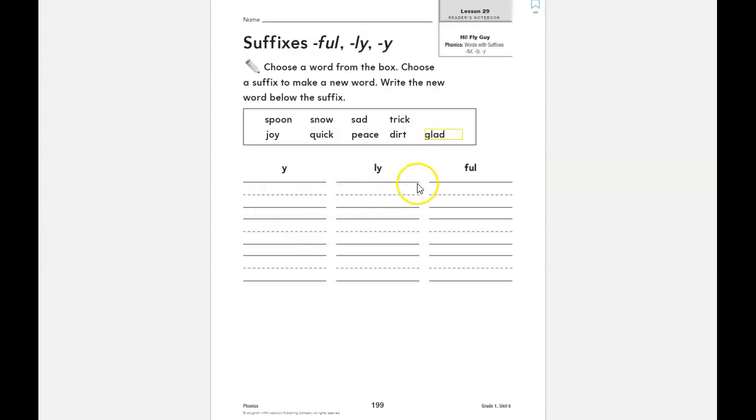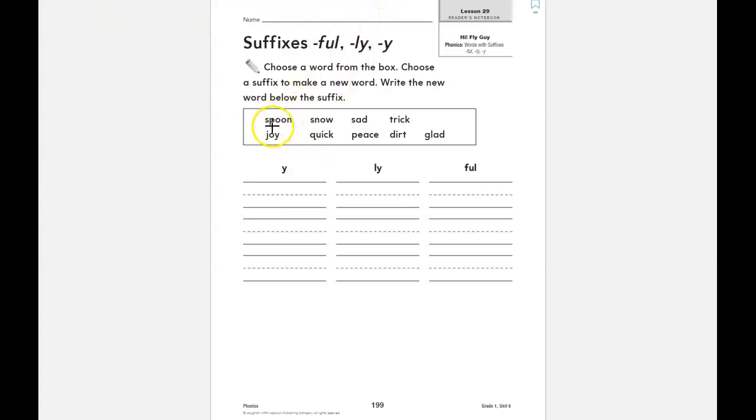Here we have 3 columns with each of our suffix endings: e, ly, full. You will take all the words from the box and sort them under the different suffixes. You will write the new word that you get when you take the word from the box and add the suffix at the bottom. Let's do one of them together.